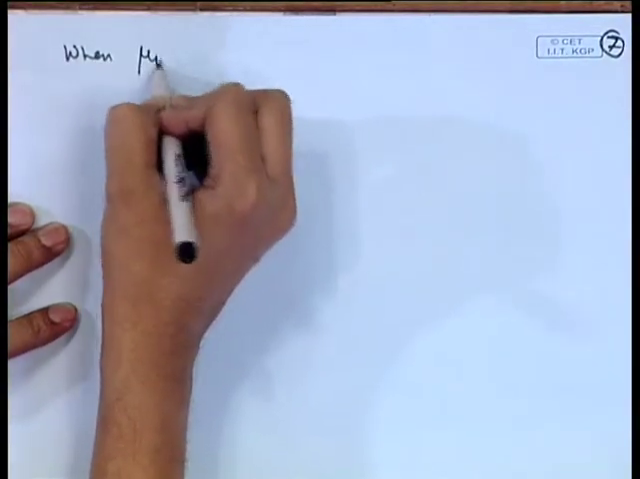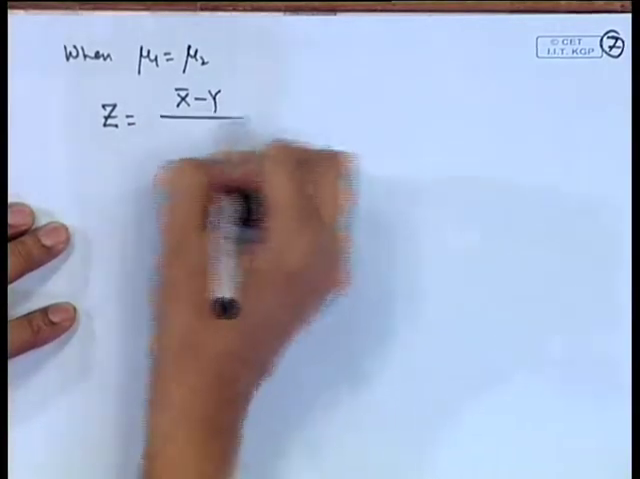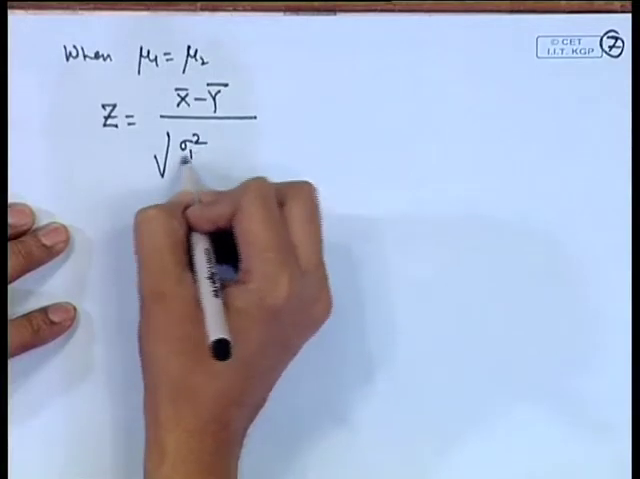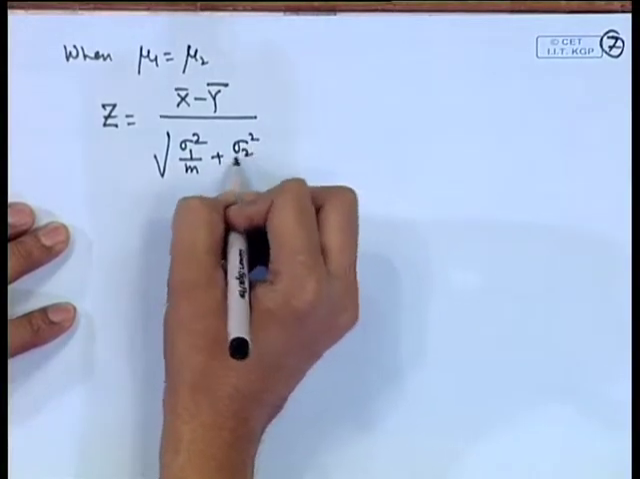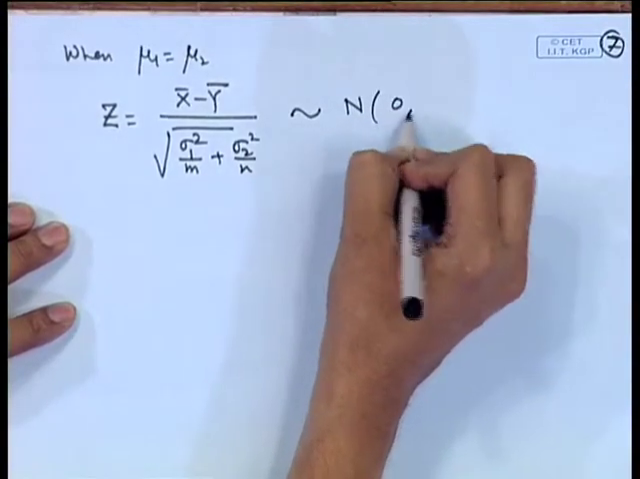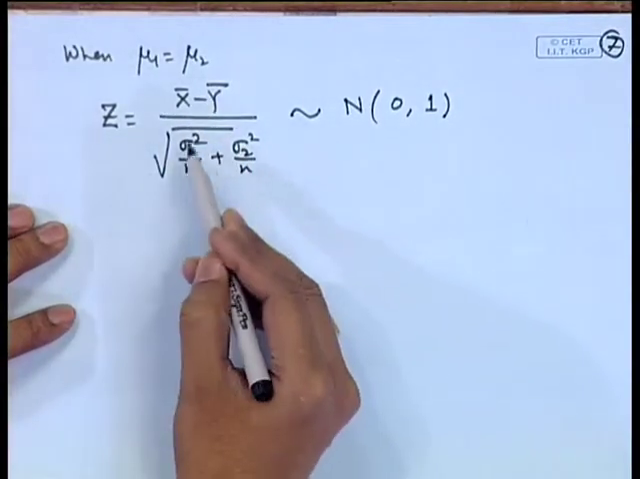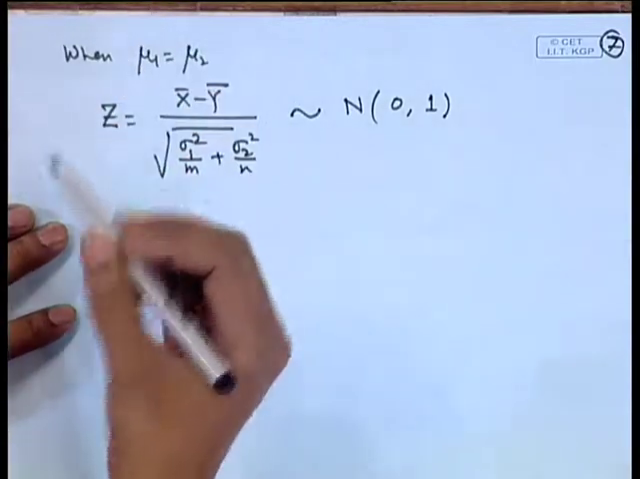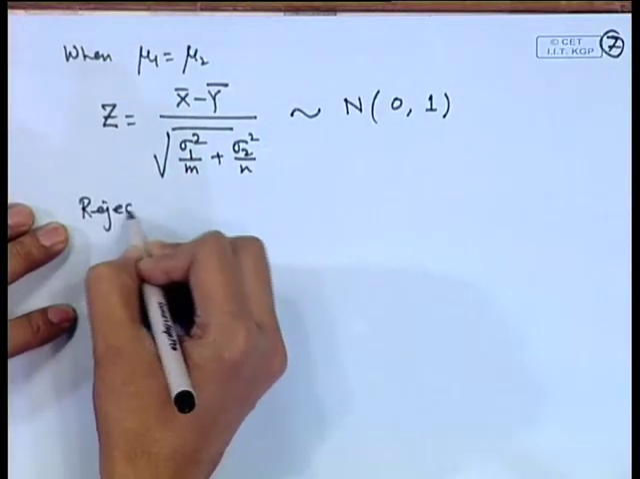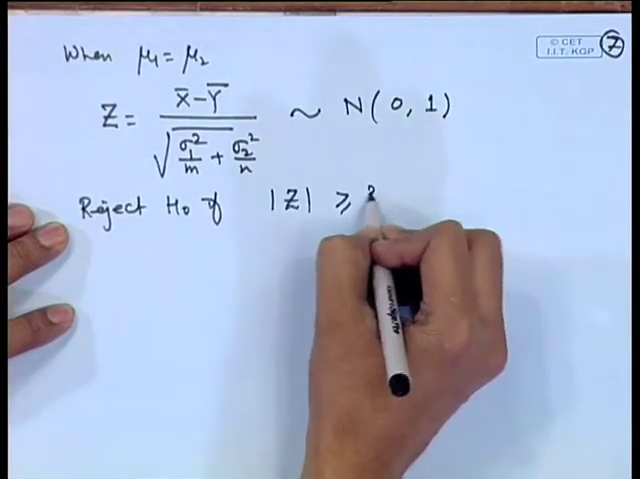When mu 1 is equal to mu 2, the function z equal to x bar minus y bar divided by square root of sigma 1 square by m plus sigma 2 square by n follows a normal distribution with mean 0 and variance unity. So, this is a perfect test statistic to be utilized for testing this hypothesis. So, we may reject H naught if modulus of z is greater than or equal to z alpha by 2. So, this is a test for level of significance alpha.